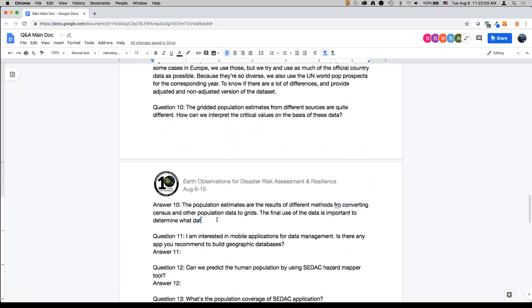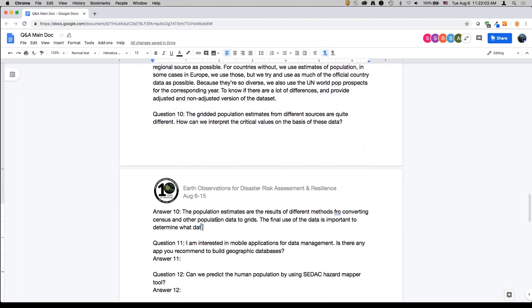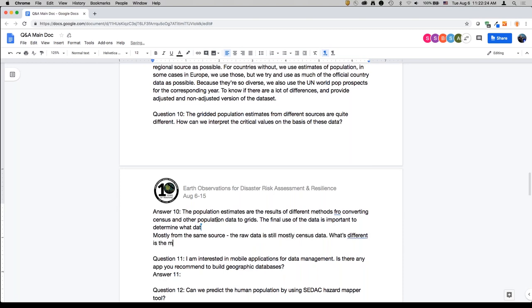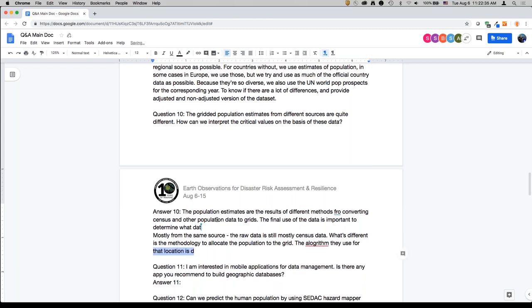Yes, I was in the middle of answering question 10. The estimates that are available through the public comparison tool are mostly from the same source of data, in the sense that the raw data are still census data in most of the areas. What is different is the methodology that is used to allocate the population to the grid. In some cases, there are more ancillary data than in others, or the algorithm that they use for the allocation is also different. And that's why we consider the purpose of the use very important.